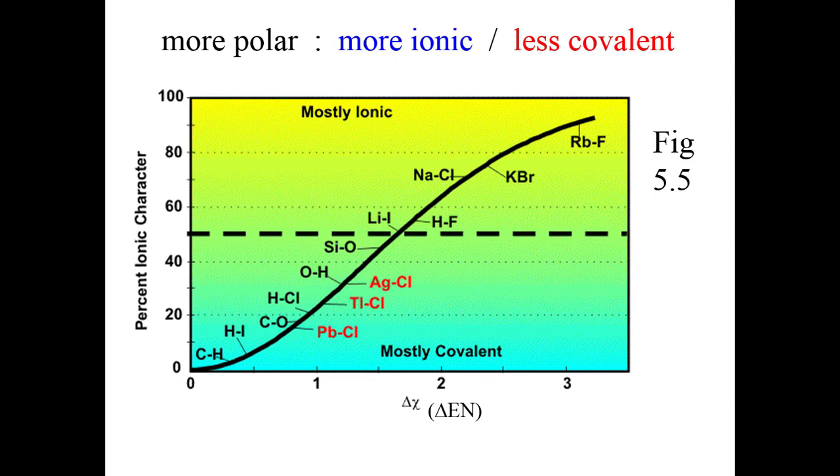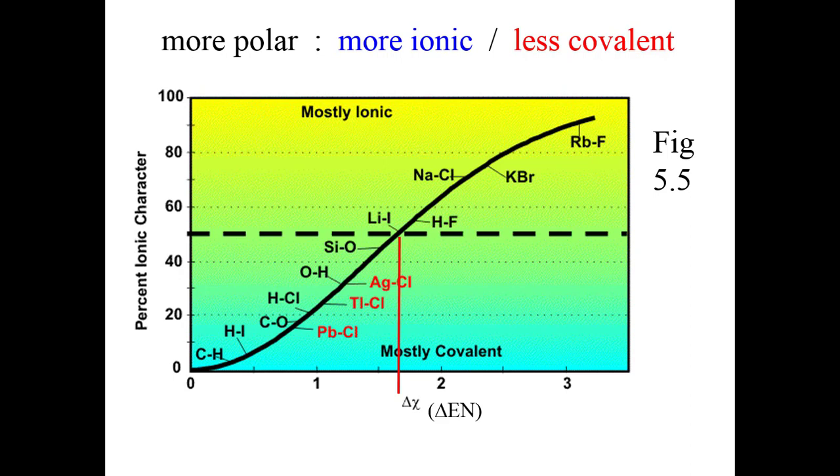On the y-axis is the percent ionic character. On the x-axis is the difference in electronegativity. The plot shows that as the difference in electronegativity gets greater, bonds become more ionic and thus less covalent. The plot might suggest that there is a border between covalent and ionic bonds at an electronegativity difference of about 1.7, but we shouldn't draw that conclusion.